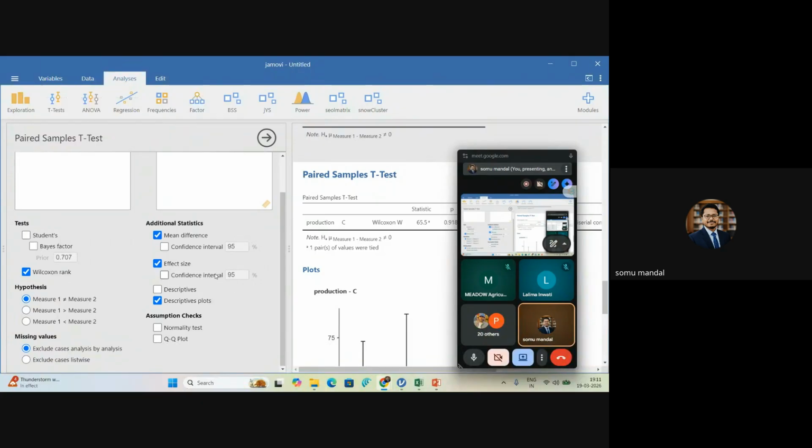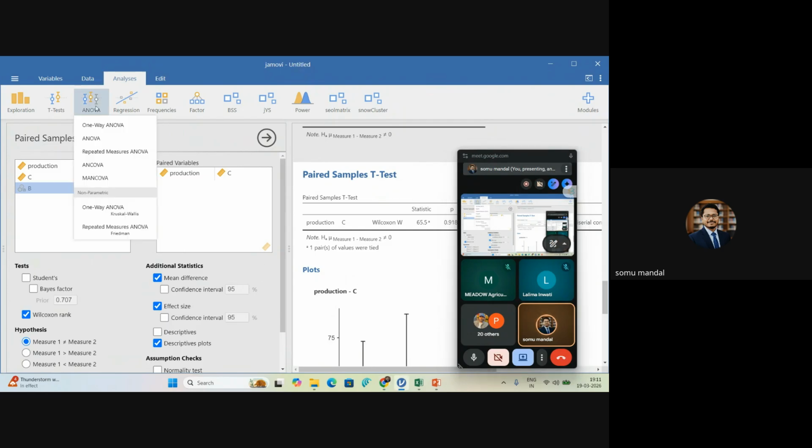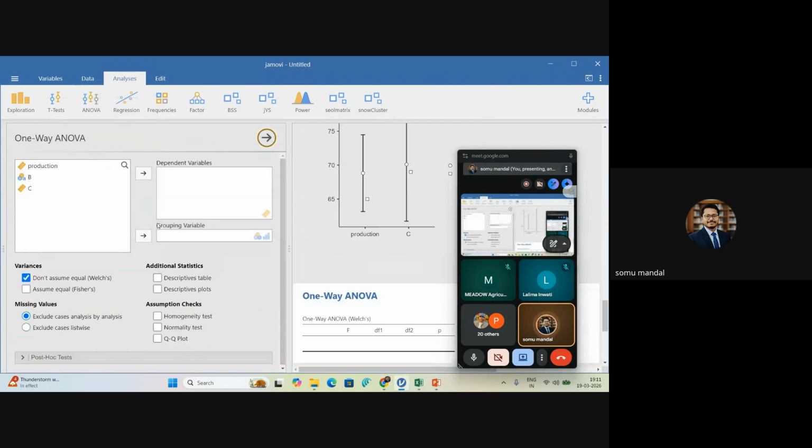Okay, let's move on to the ANOVA, one-way ANOVA. ANOVA is only suitable and approachable when we have groups. And my personal suggestion is, whenever the group level is more than 2, then definitely you consider the ANOVA, otherwise not.